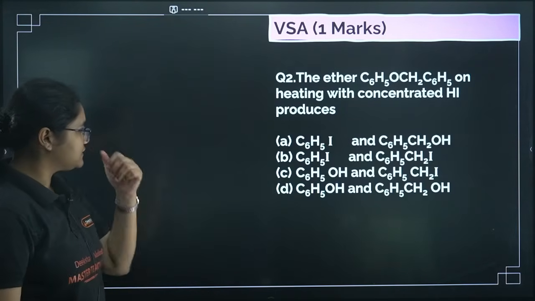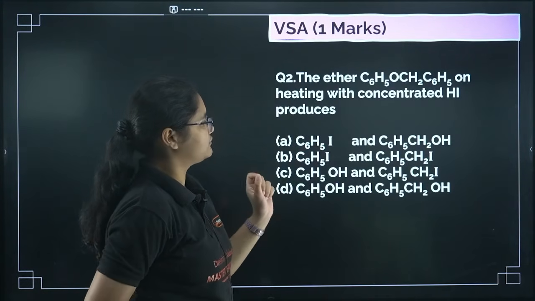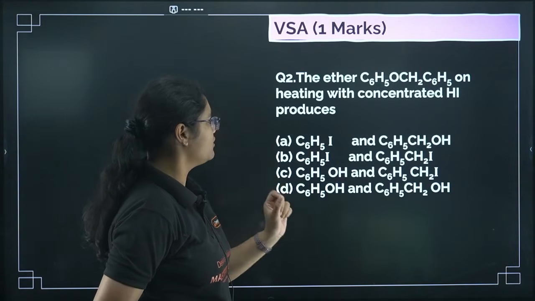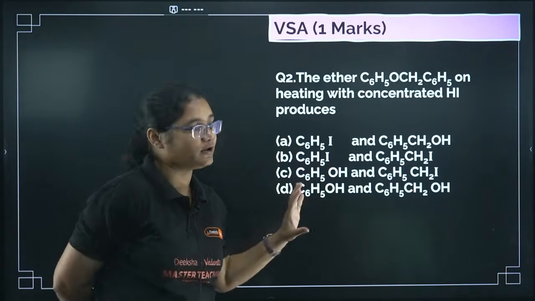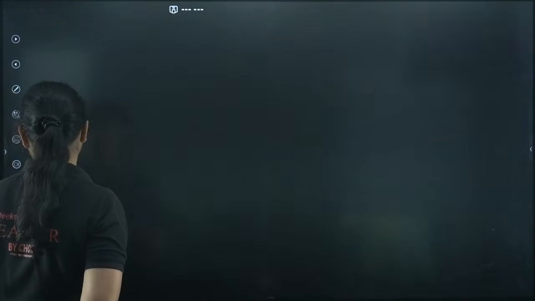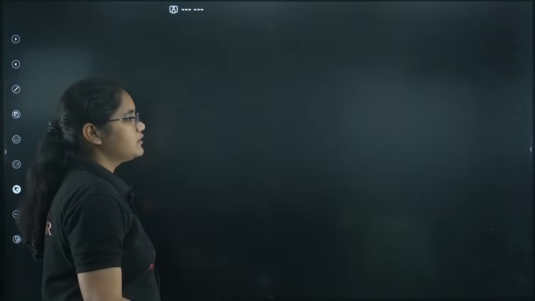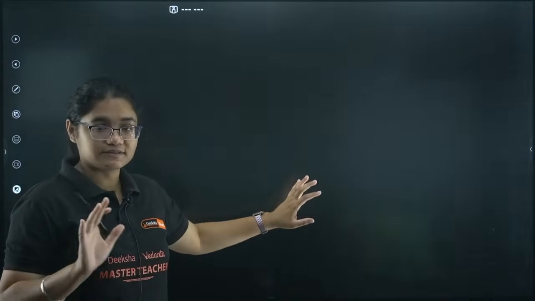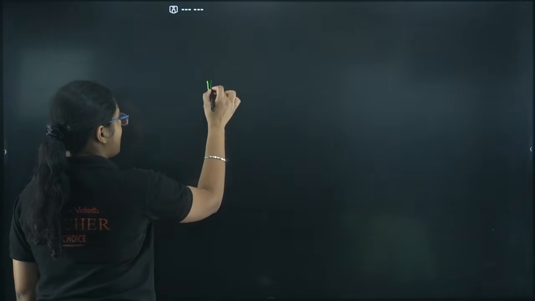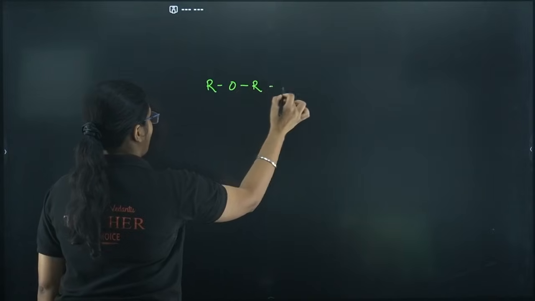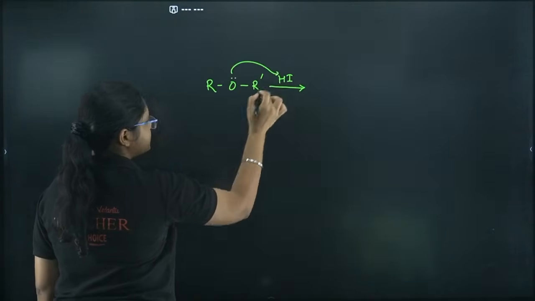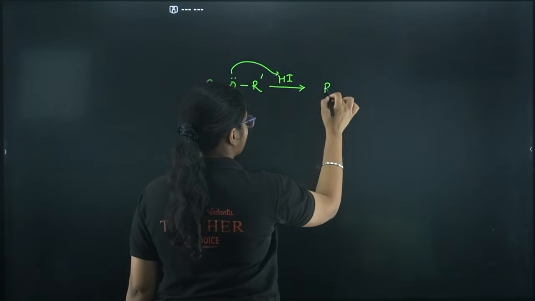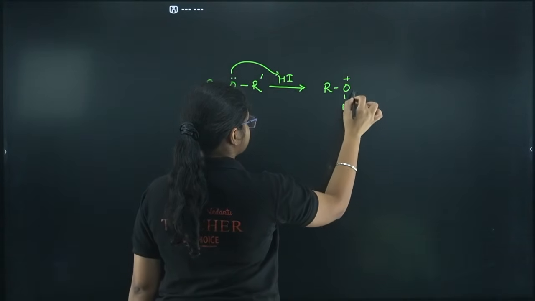Okay, next we'll see the question: the ether C6H5OCH2C6H5 on treating with concentrated HI produces. This is a very important concept, so I want to take some time and explain it in detail. There's a topic called cleavage of ether. Please note this down because it is important. When you have ROR' and you treat it with HI, what happens? This oxygen first takes the H plus and gets protonated to form a compound like this.